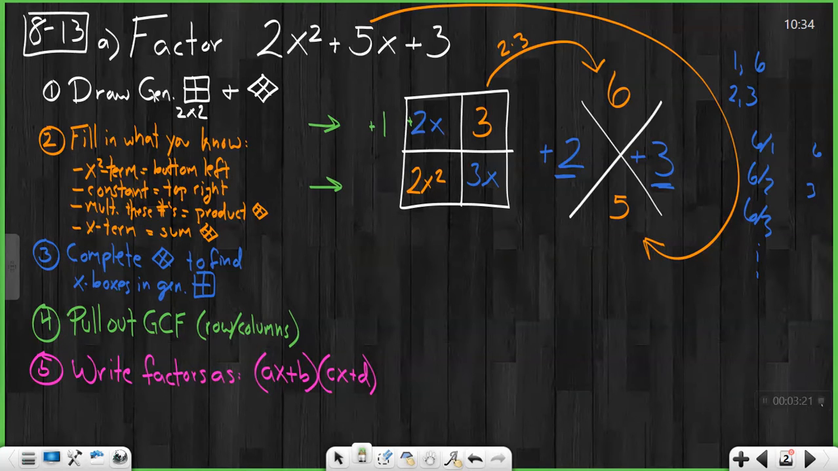Let's look at the next one down here. All right. What about between 2x squared and 3x? Well, once again, you see that as a 1.